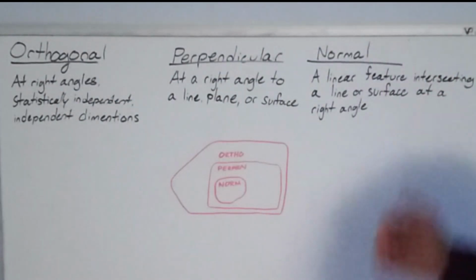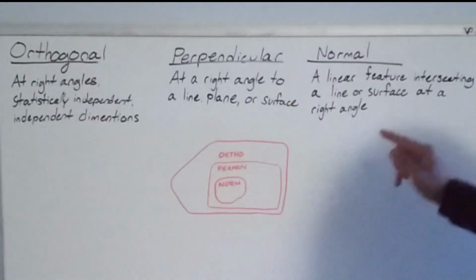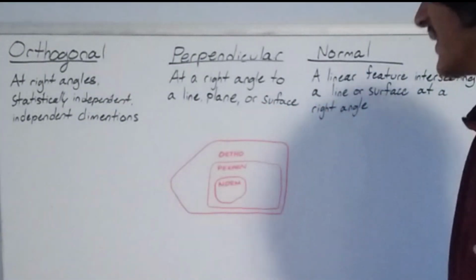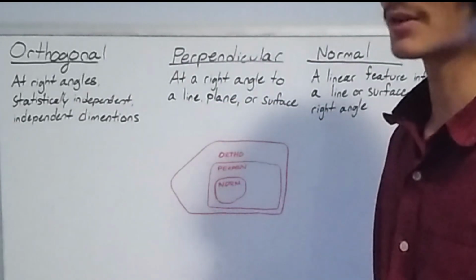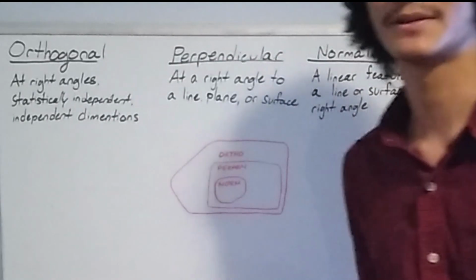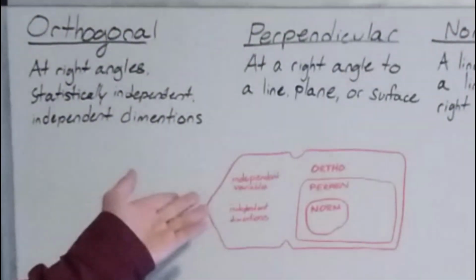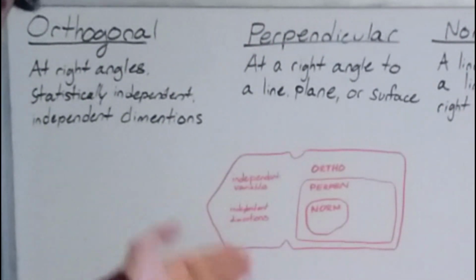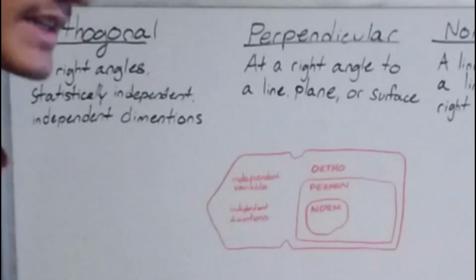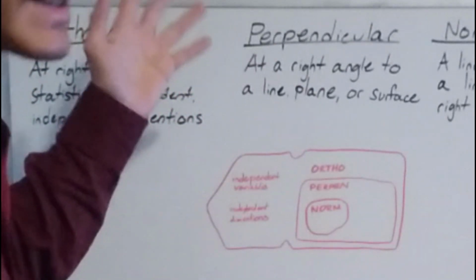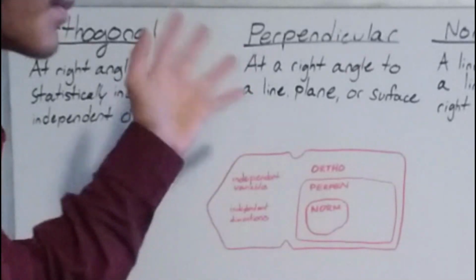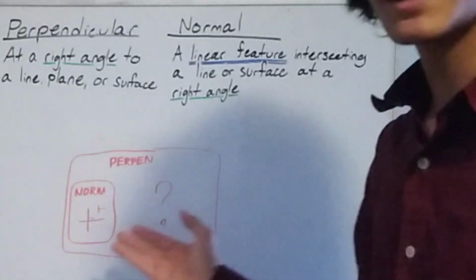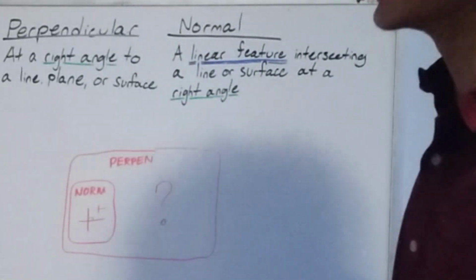Looking at these definitions, it tells us that if something is normal, then it's also perpendicular. And if something is perpendicular, then it must be orthogonal. Orthogonal has a wide array of meanings, but when used specifically in the context of geometry, it is interchangeable with the word perpendicular. The difference between perpendicular and normal is a little more nuanced.